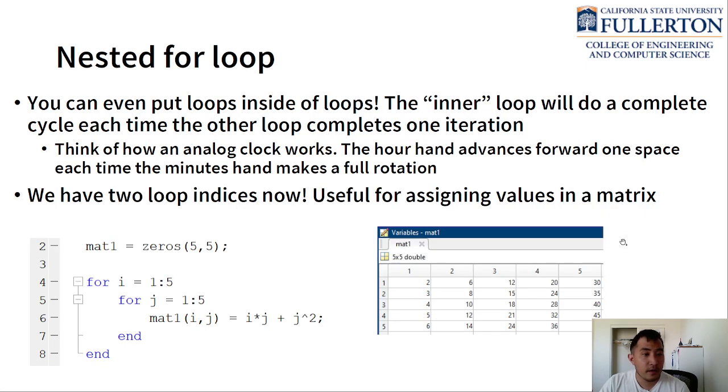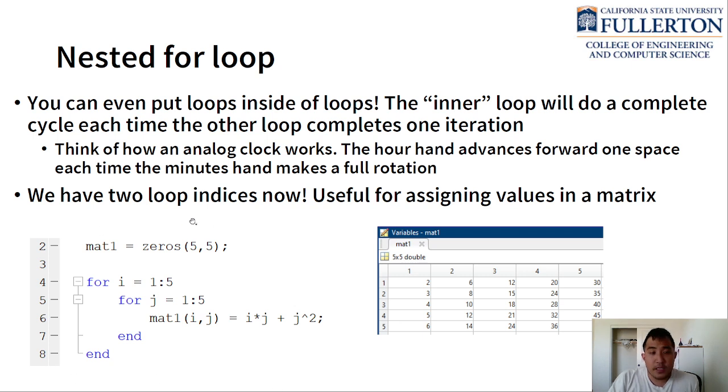You can also have nested for loops, so you can have loops inside your loops, because, we heard you like loops, dog, right? If you do this, then the inner loop is going to do a full complete cycle each time the outer loop iterates. The analogy I like to give people here is to think about how an analog clock works. Each time the hour hand moves forward 1, the minute hand has to make an entire full rotation. If you think of the minute hand as the inner loop and the hour hand as the outer loop, that's how it goes.